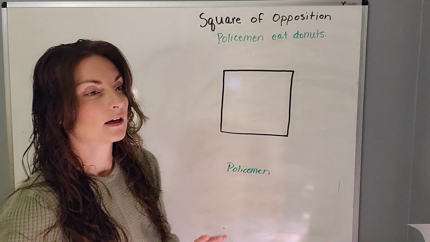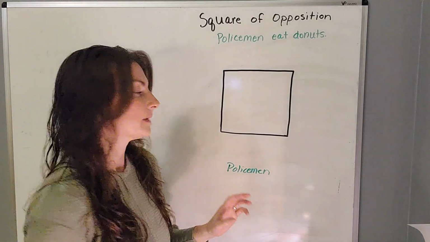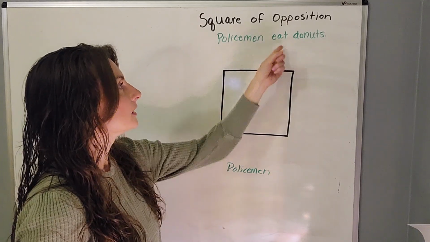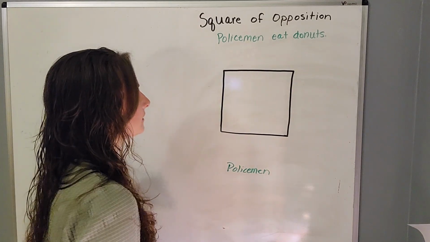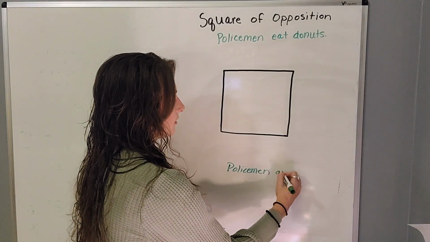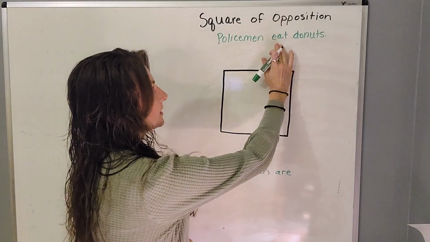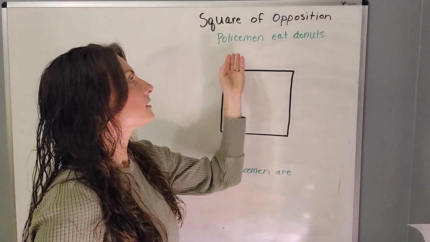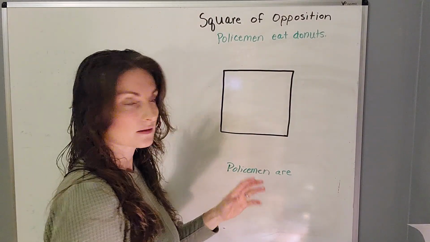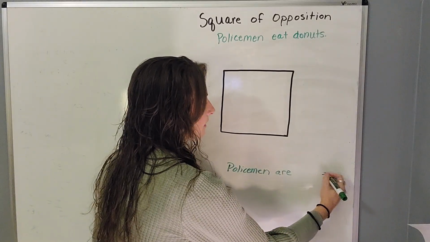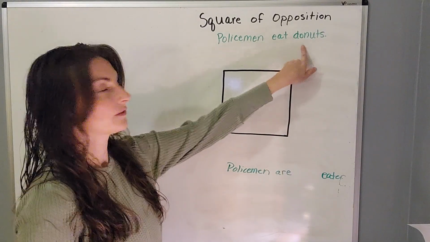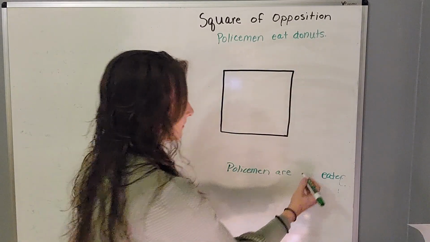And I need a to be verb, and it has to match the number of the subject and the tense of the verb. So it is eat. So I'm going to do policemen, and it's plural, are, and I'm going to take my verb. Now this one, the subject is doing the verb, so I can add an ER to this one and it makes sense. So I'm going to do eater, and I'm going to leave space over here. What kind of eater? A donut eater.